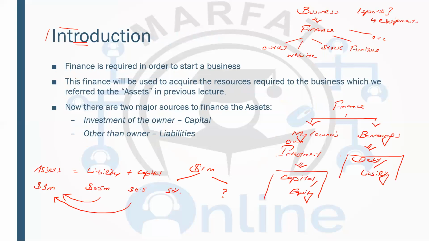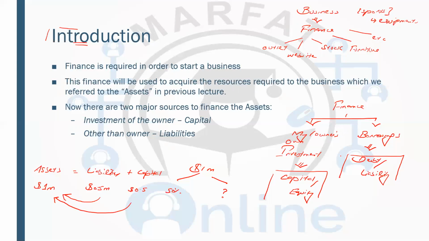So this is the concept of the accounting equation: when you need to start a business, you need finance. Now, why do you need the finance? Because you need to buy the resources for the entity. You need to buy, for example, the stock, you need to have the furniture, you need to buy some other essentials, which are ultimately the resources for the business.